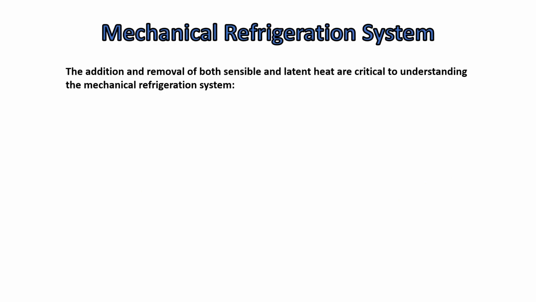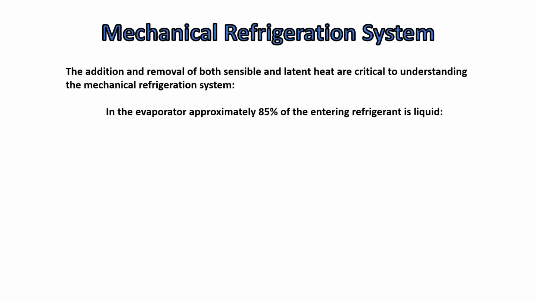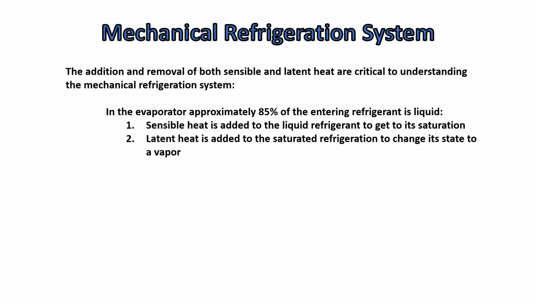The addition and removal of both sensible and latent heat are critical to understanding the mechanical refrigeration system. In the evaporator, approximately 85% of the entering refrigerant is liquid. Sensible heat is added to the liquid refrigerant to get it to its saturation. Latent heat is added to the saturated refrigerant to change its state to a vapor. Sensible heat is added to the vapor, which is now superheated.